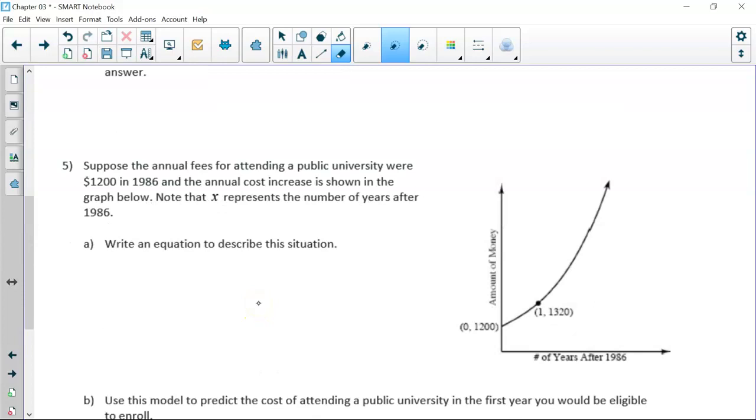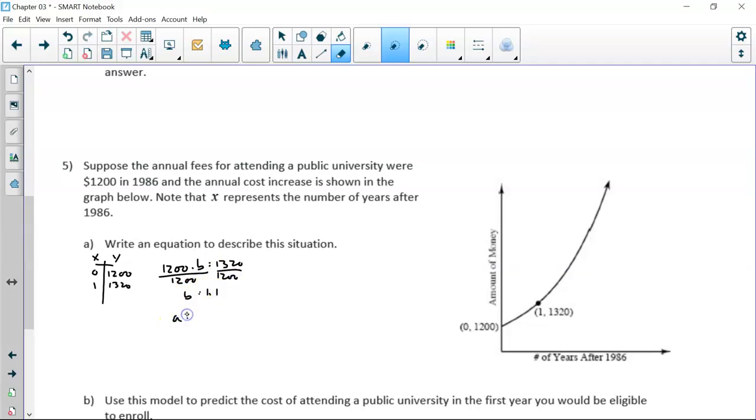So here's something. Annual fees for a public university. $1,200 in 1986, and it's increasing as we see. So we can write an equation. So just like we did in the last section, x and y, so we have 0, 1,200, 1, 1,320. So what we can do is we can find our multiplier. 1,200 times b equals 1,320, divide by 1,200, and b equals 1.1.